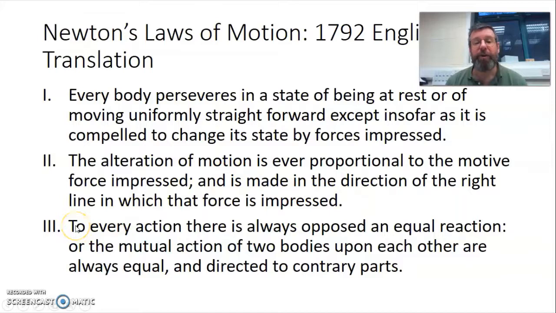And the third law, body A and body B, is: to every action there is always opposed an equal reaction, or the mutual actions of two bodies upon each other are always equal and directed to contrary parts, which is probably not the way you would say that in modern English, but it nevertheless is comprehensible.